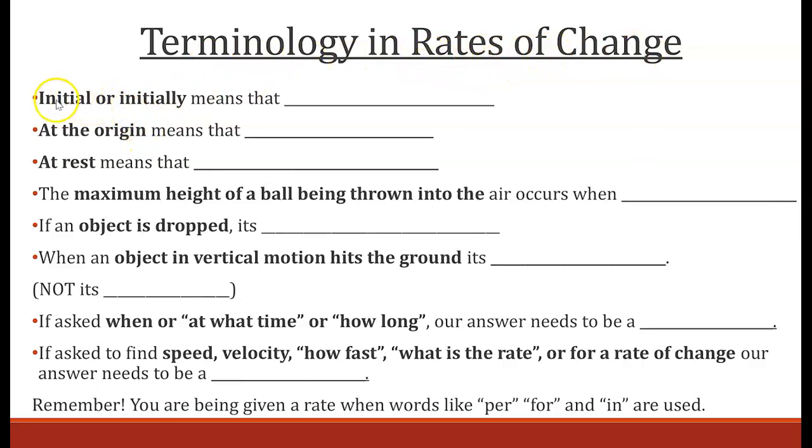So when we see the word initial or initially, it means that time is equal to 0. So time is equal to 0 if we're talking about initial or initially. If we're talking about at the origin, that means that position equals 0. And the position function might be s of t or x of t. And so that would be set equal to 0.